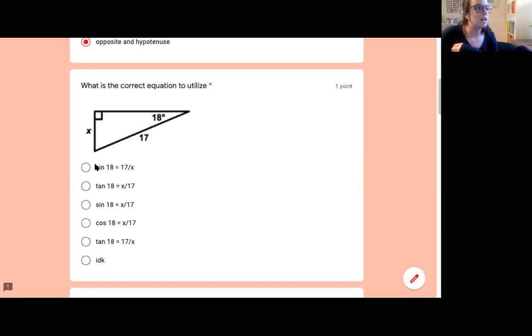So we have either sine 18 equals 17 over x, or sine 18 equals x over 17, right? So I could use either this third one or the first one here. Since it is O over H, as Antoine said, my opposite is x. So I should have x on top and 17 on bottom. So it's not going to be 17 over x, it's going to be x over 17. We should read this question here.